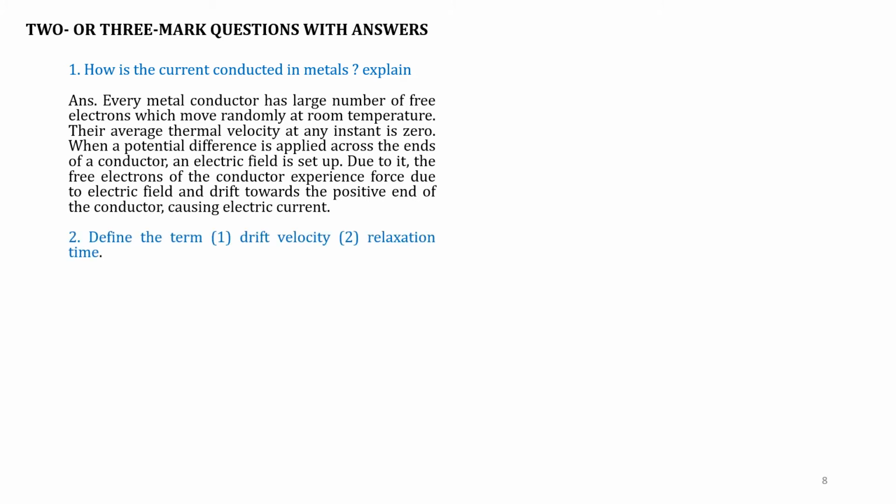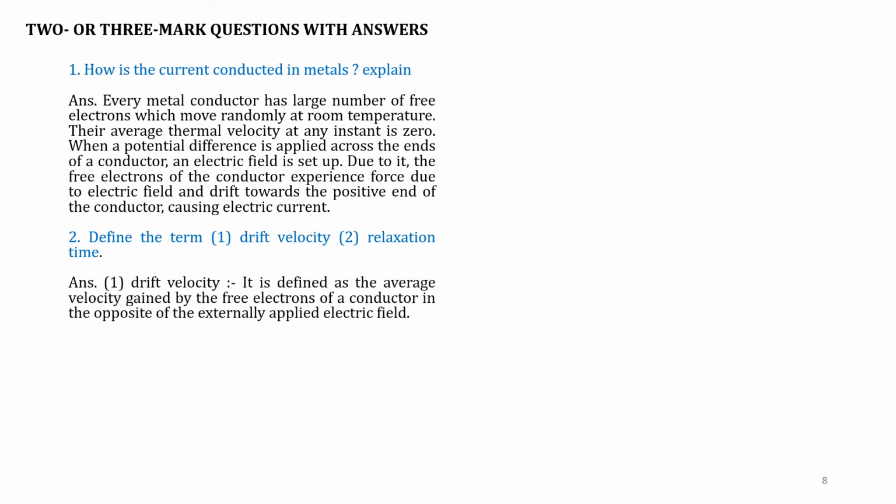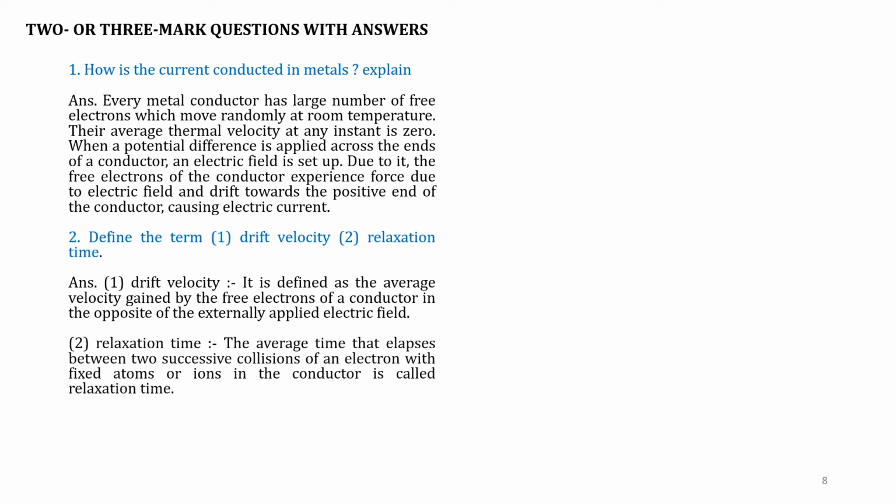Question number 2. Define the terms drift velocity and relaxation time. Drift velocity is the average velocity gained by free electrons of a conductor in the opposite direction of the externally applied electric field. Relaxation time: the average time that elapses between two successive collisions of an electron with fixed atoms or ions is called relaxation time.